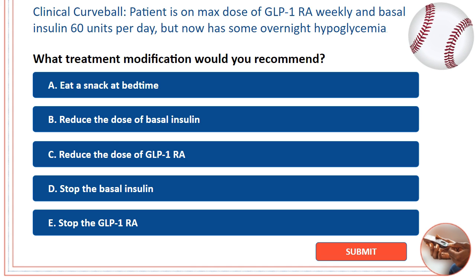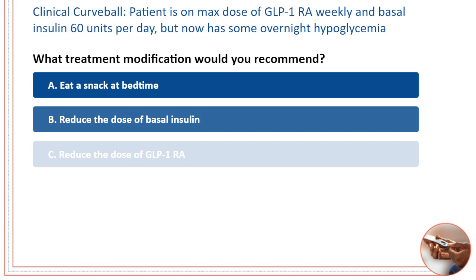The patient is on maximum dose of the GLP-1 receptor agonist weekly and basal insulin 60 units per day, but now has some overnight hypoglycemia. How can we modify the treatment for this patient?